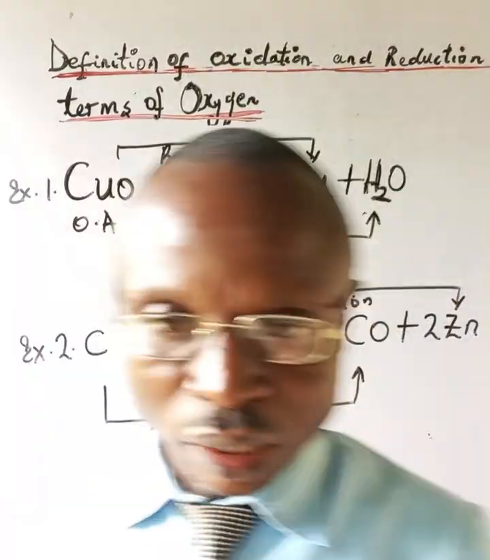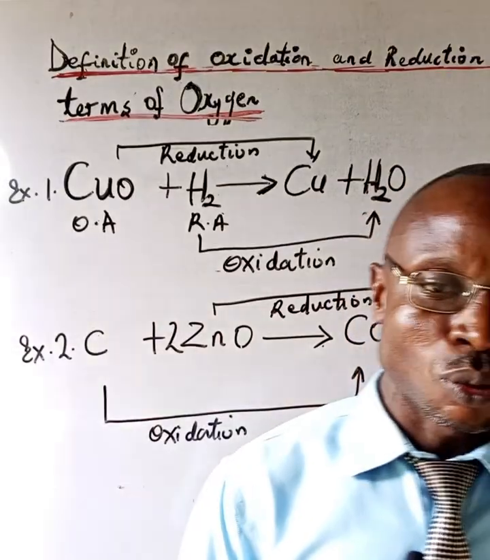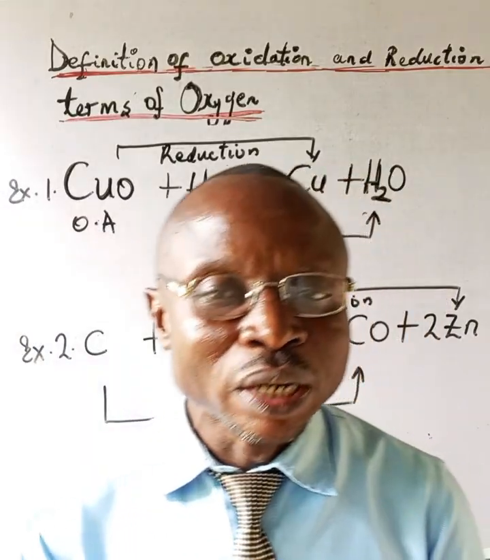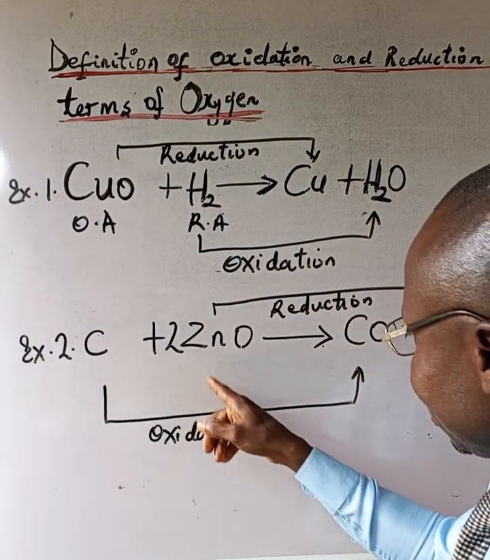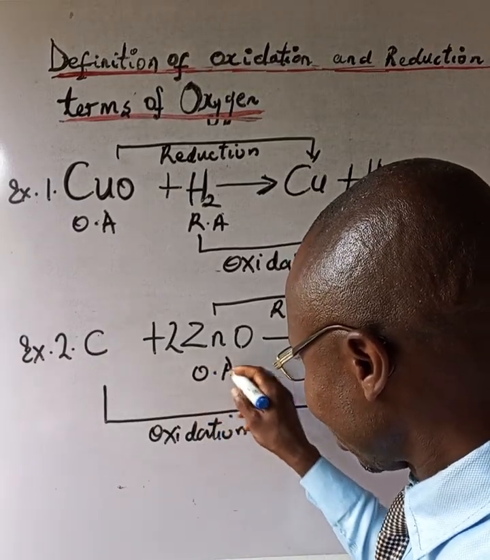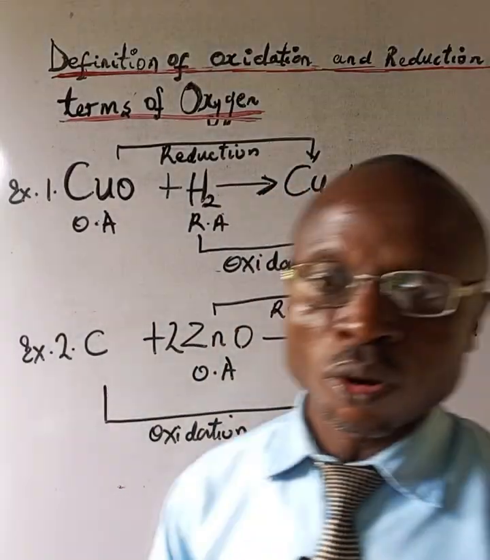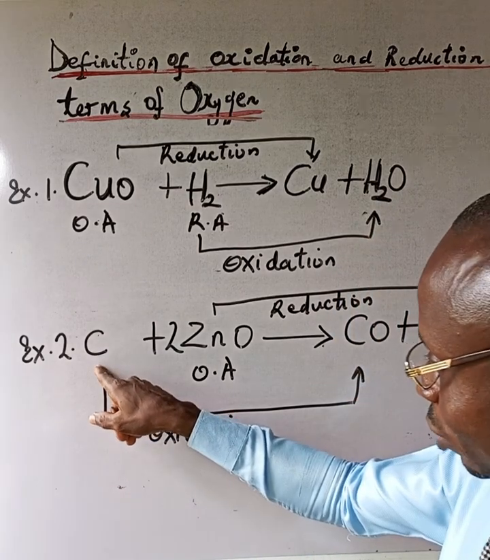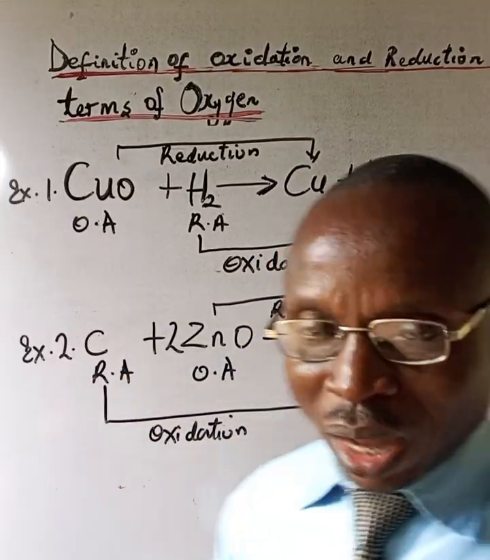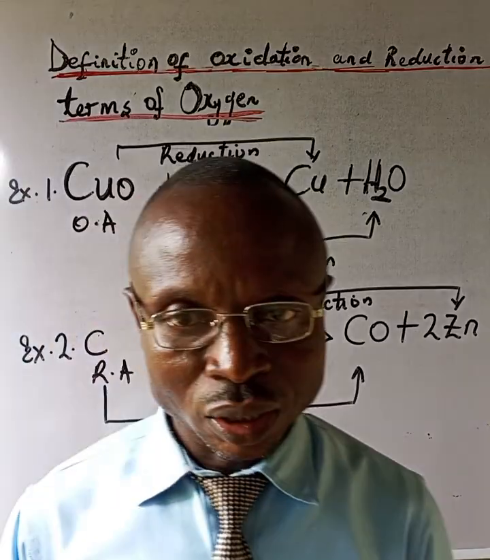When we are done with this, we now look at which is the oxidizing agent and which is the reducing agent. As we said, an oxidizing agent is a substance that donates oxygen. So this substance donates the oxygen, and we call it an oxidizing agent, while a substance that receives oxygen is called a reducing agent. This substance receives this oxygen, that's why it is the reducing agent. So that is how we discuss oxidation and reduction in terms of oxygen transfer.